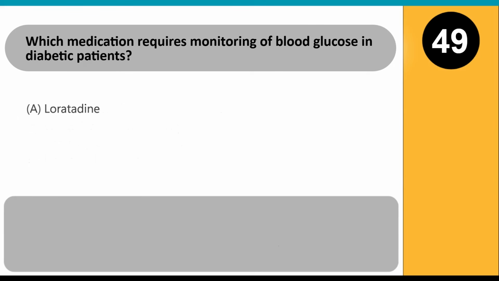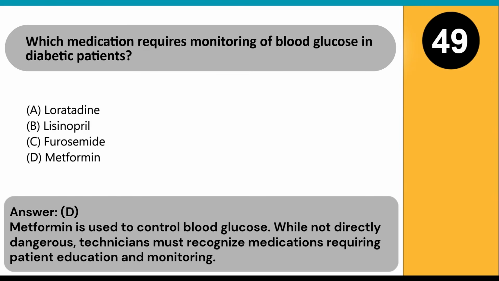Which medication requires monitoring of blood glucose in diabetic patients? A. Loratadine. B. Lisinopril. C. Furosemide. D. Metformin. Answer D. Metformin is used to control blood glucose. While not directly dangerous, technicians must recognize medications requiring patient education and monitoring.